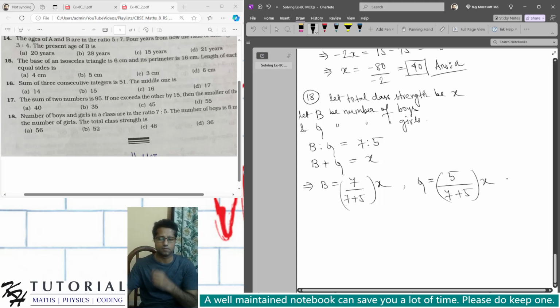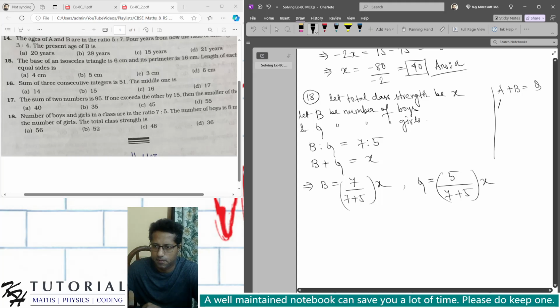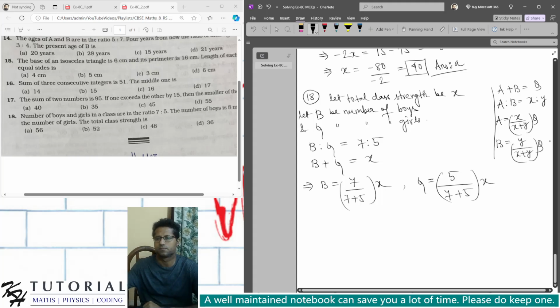So this is a concept from ratio and proportion, which you have already studied in your previous class, that if you know that the sum of two quantities, let's say A plus B is equal to, let's say, Q, and also the ratio between A and B is given to be, let's say, X is to Y, then you can say that A will be equal to X by X plus Y whole multiplied by Q, and B will be equal to Y by X plus Y whole multiplied by Q. So this is a concept. I hope you know this fact.